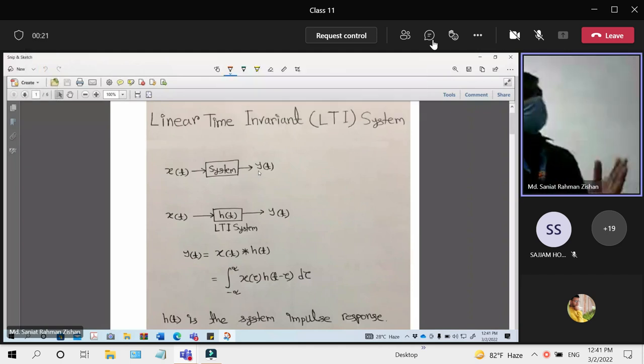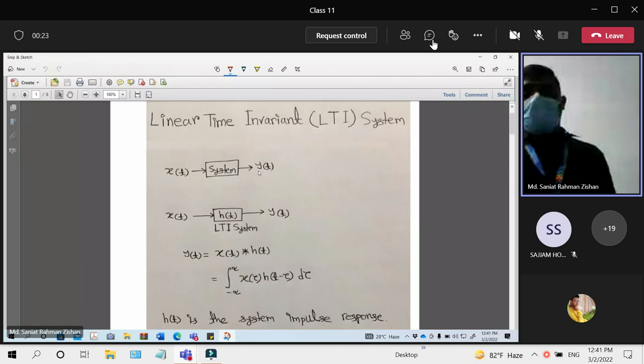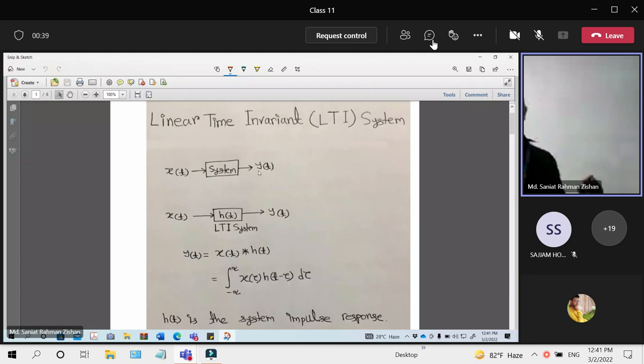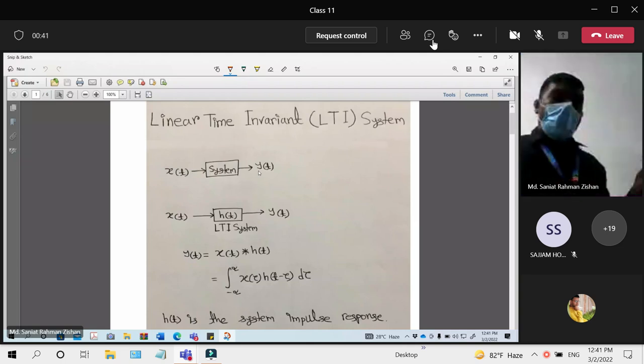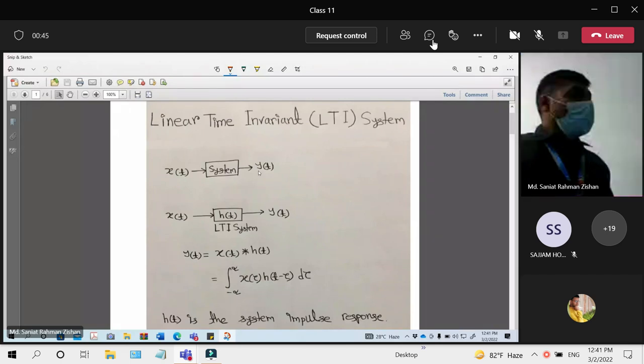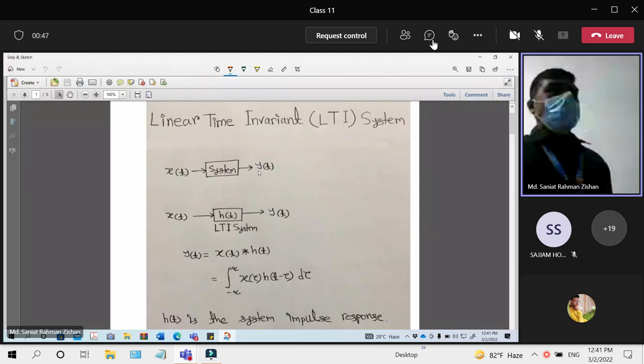This class is related to LTI system, that is called linear time invariant system. In the previous classes, we learned about the linear system and non-linear system, and also the time varying and time invariant system. Just to recall, the linear system has two properties: one is called property of superposition and one is called property of scaling. If any system follows these two properties, that is called the linear system.